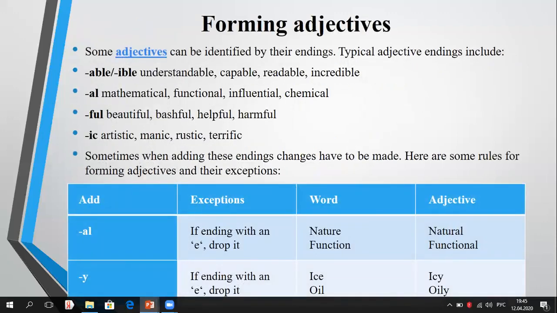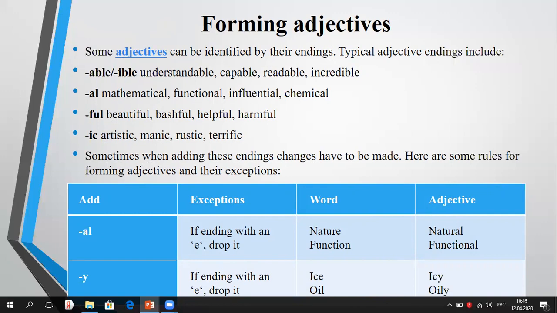The formation of adjectives. Some adjectives can be identified by their endings. Typical adjective endings include -able, -ful, -ic. Examples: -able, understandable, capable, readable, incredible. -al: mathematical, functional, influential, chemical. -ful: beautiful, bashful, helpful, harmful. -ic: artistic, manic, rustic, terrific.